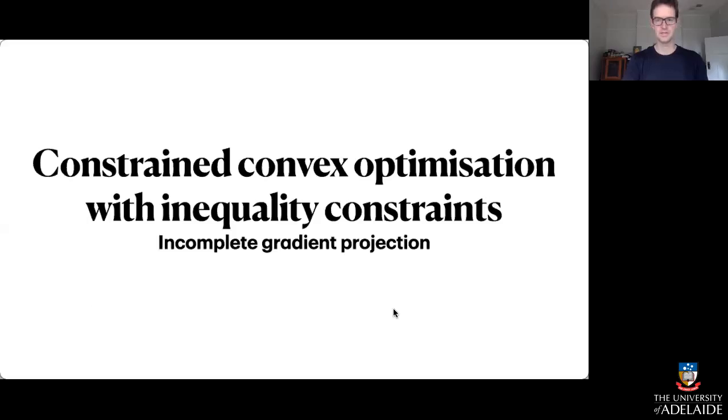Okay, so in this video, we're actually going to start talking about the gradient projection algorithm, which is a really important algorithm for solving these constrained convex optimization problems that we've been talking about. So let me share the slides.